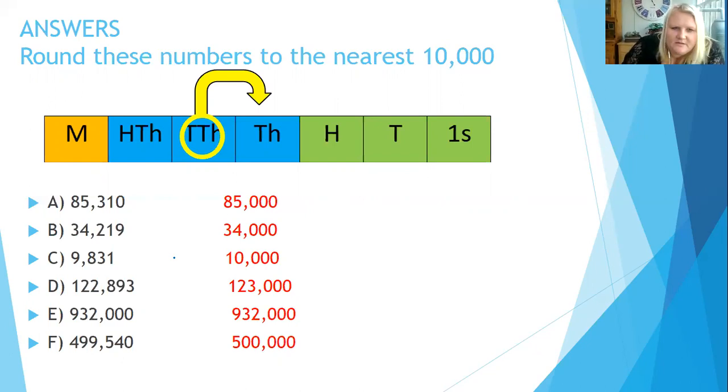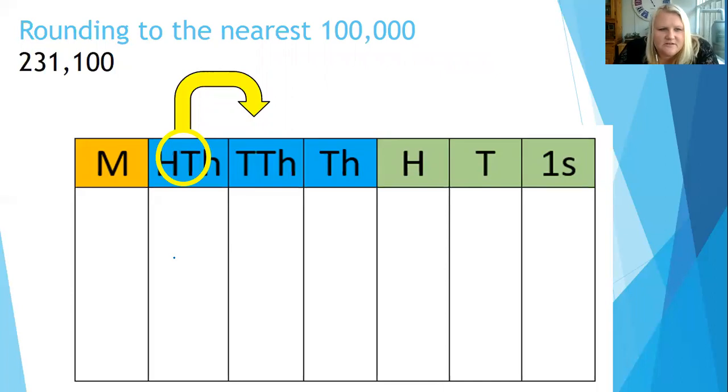Okay, well done. Same process when we're rounding to the nearest 100,000. It's exactly the same every single time. It's just which ones we look at. And we just need to make sure that all the digits afterwards become zeros. That's the other thing you have to check.